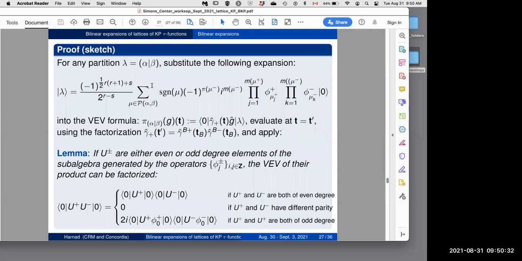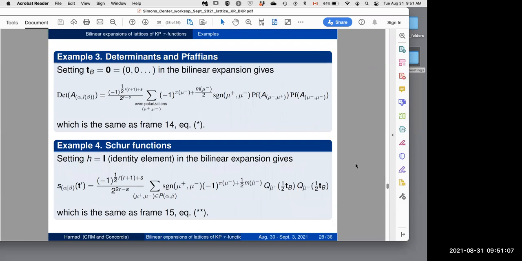This is a sketch of the proof, but in view of the time, I'm going to only display it without going through it. The proof comes down to something really quite trivial. It's the fact that the phi plus and phi minus neutral fermions commute. That means that when you take a vacuum expectation value of a polynomial in one of these multiplied by a polynomial in the other, it factorizes. That's the key step in the proof of the identity. I'll give you references for the details. This is actually a summary of a sequence of papers.